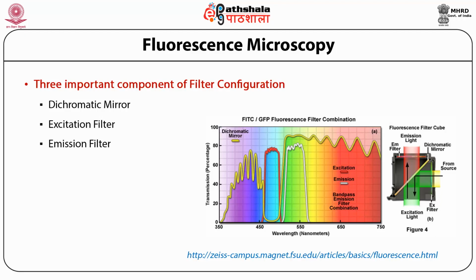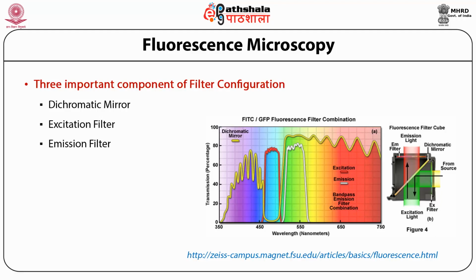Once the specimen is illuminated with this green light, the light will come back in the form of emitted light from the sample, and the dichroic mirror will allow it to go back, and then it will encounter the emission filter. The emission filter again will allow a specific wavelength to pass through, and that emission light is captured either by the eyes or by the camera.